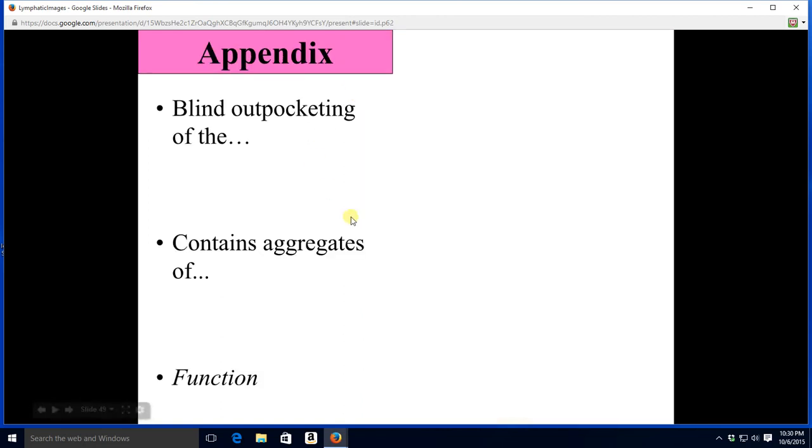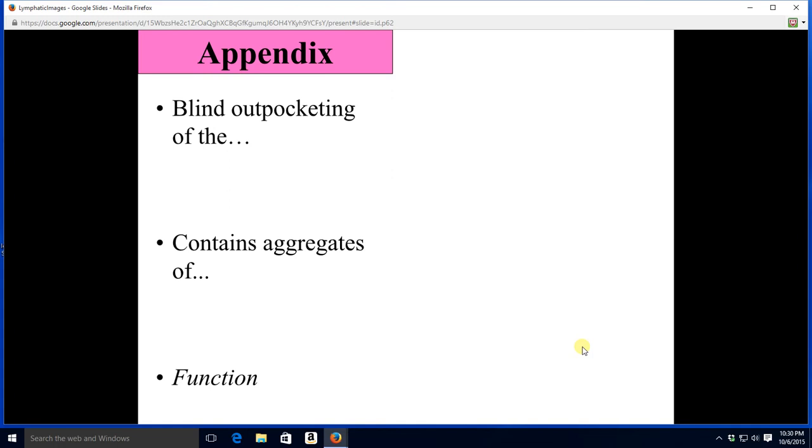Let's talk about the appendix. I apologize for the crappiness of this slide here. There's like nothing right here. I don't know why. I thought I had an appendix picture right here. So draw an appendix here for me, okay? And then show me your appendix drawing. I'd love to see it.